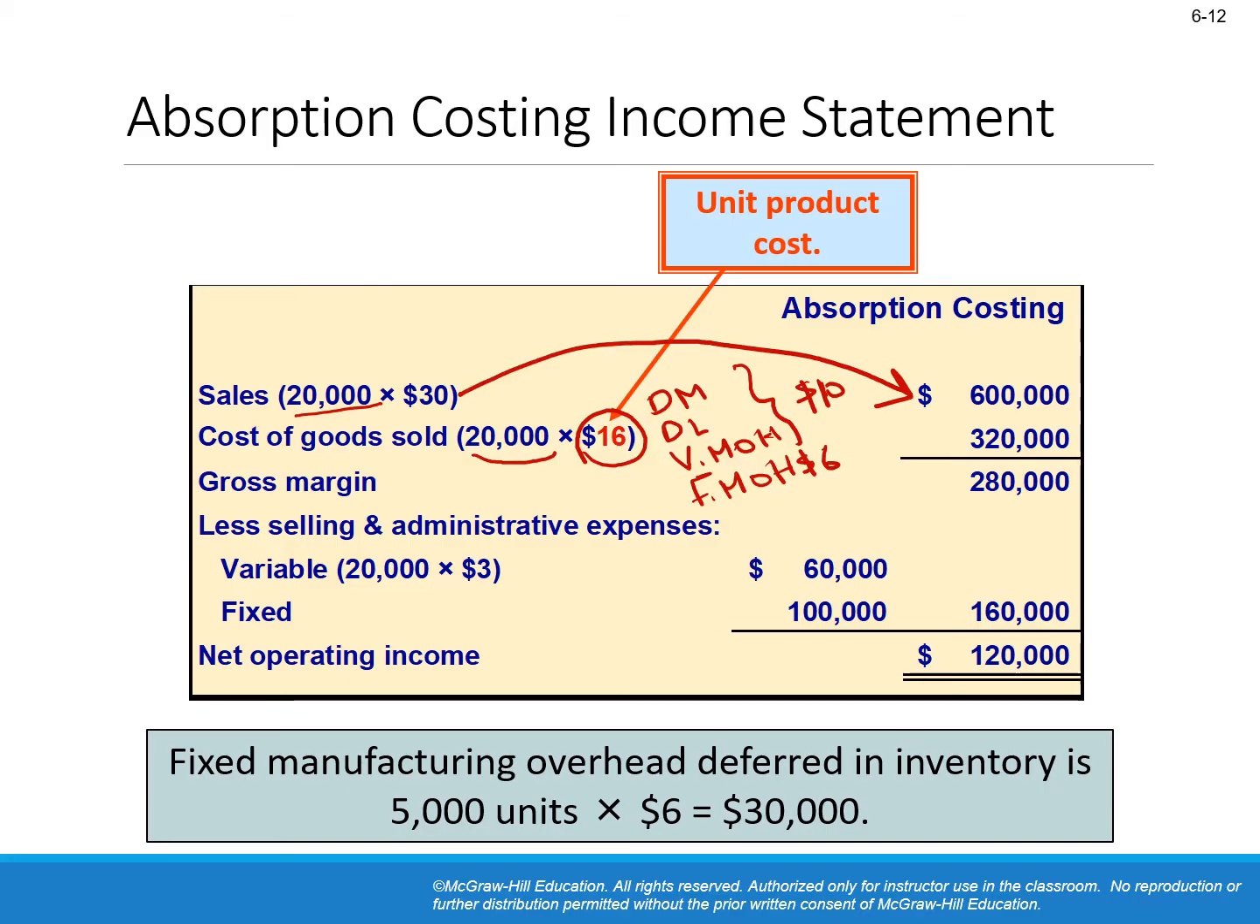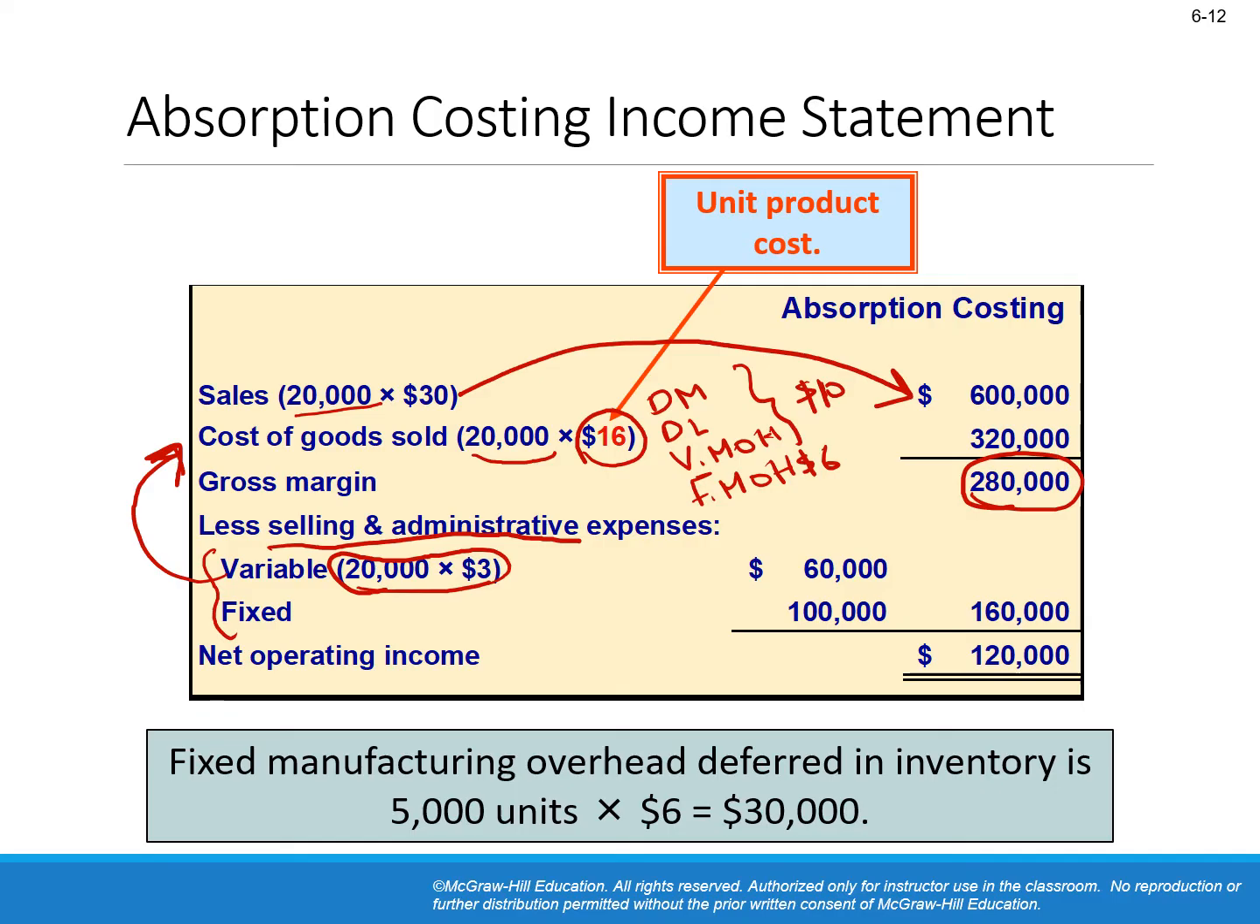So now this will yield a gross margin of $280,000. Then we need to deduct the selling and admin expenses. Selling and admin expenses under absorption costing, they have two components. The variable component, which is the 20 multiplied by 3, and the fixed component. Remember that this number here, the variable selling and admin, was included before reaching the contribution margin under variable costing, right? Because we were grouping all variable costs over here before reaching the CM and not the gross margin.